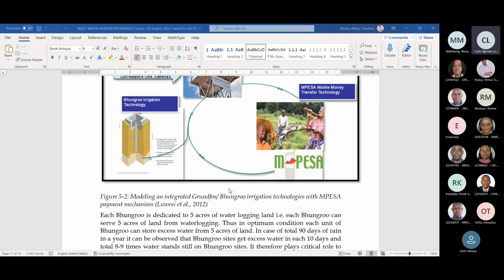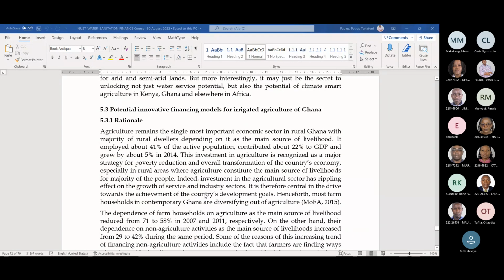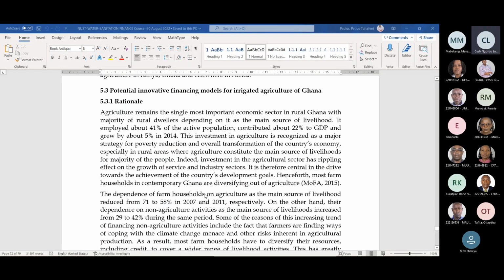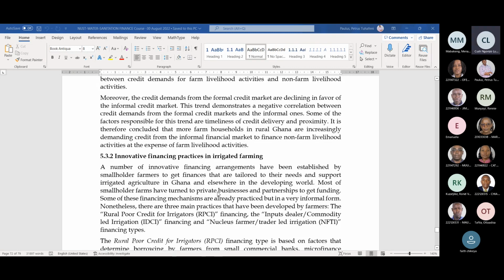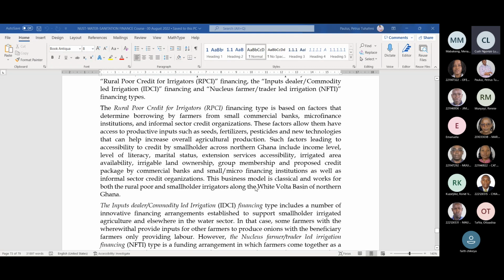And now, what are the new business models that have been applied in Ghana? As I said, Dr. Akudugu has summarized them in 3. So we are now on page 73. We have, first of all, what is known here as rural poor credit for irrigators. So commercial banks have devised a type of credit for small irrigators for them to access loans. So this borrowing mechanism can also be found in microfinance institutions and informal sector credit organizations.